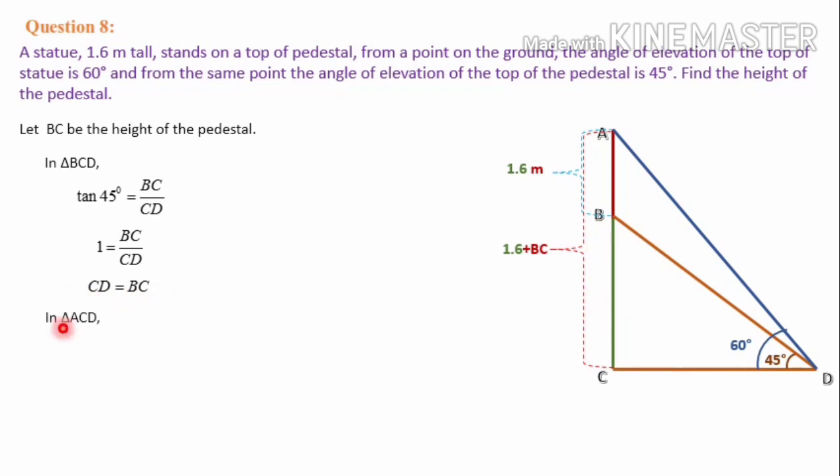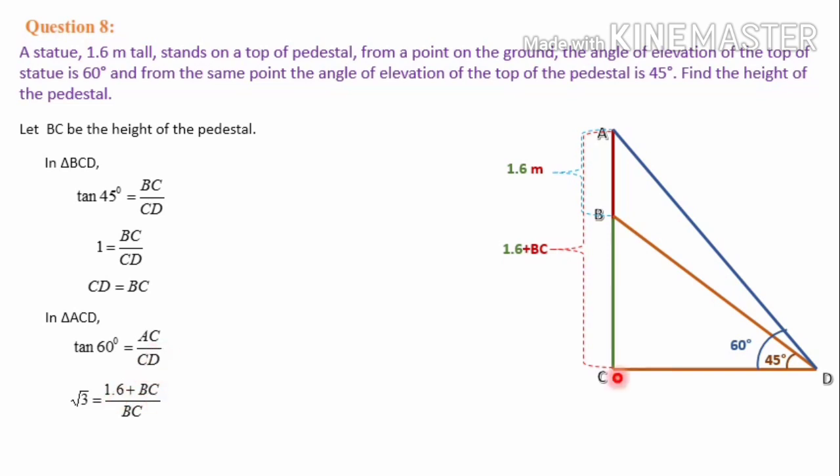Then we take the other triangle, the bigger one, ACD. Angle is 60 degree. With respect to 60, AC is the opposite and CD is adjacent. So O by A relation, again tan 60 is AC by CD. Let's substitute it. Root 3 is equal to AC, we can split it, but we have already calculated AC here as 1.6 plus BC. So just write it as 1.6 plus BC divided by CD.